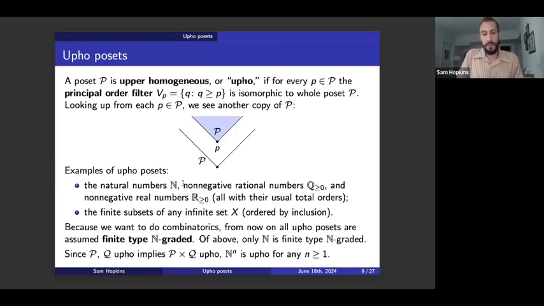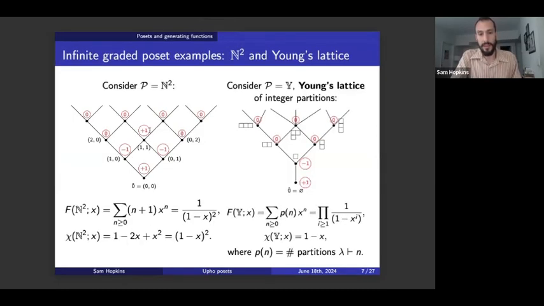A quick observation is that the product of two upper homogeneous posets is still Upho. So N to the n is Upho for any n greater than or equal to 1. So for example, the grid here is a good example of an upper homogeneous poset, N squared.